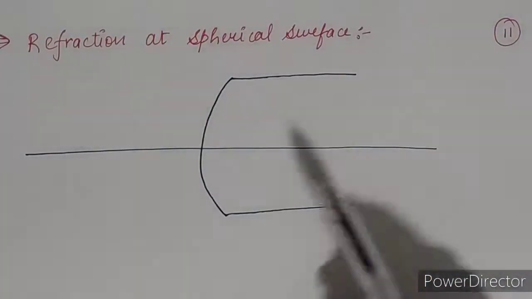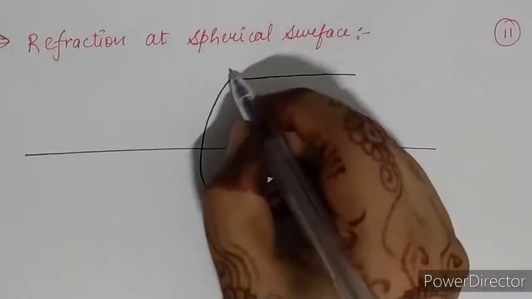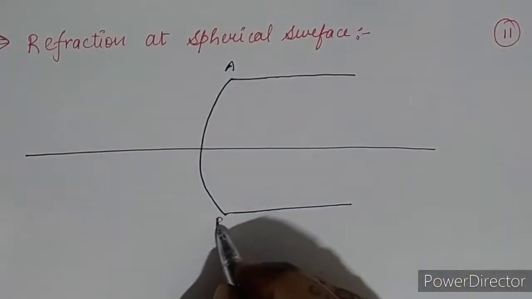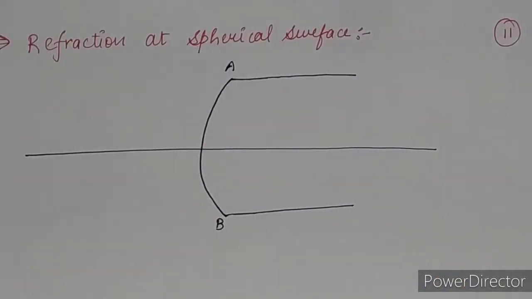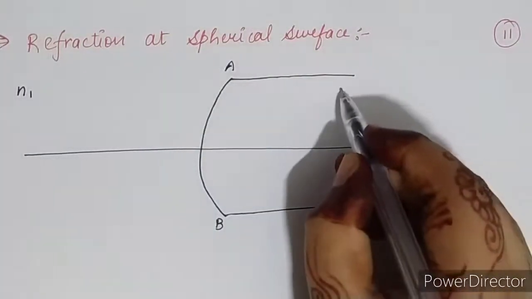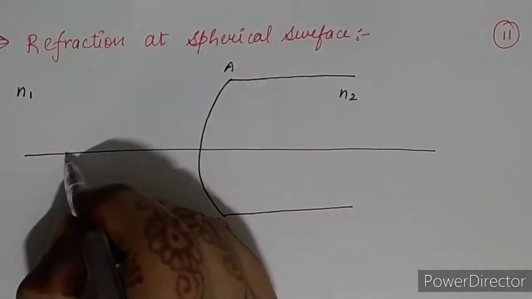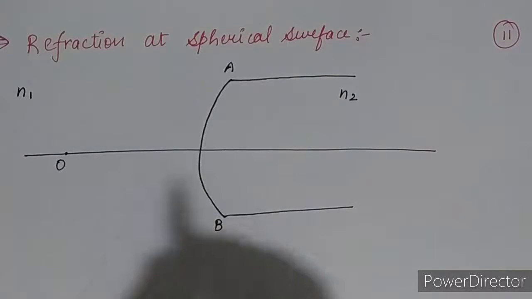We have considered this as the spherical surface with aperture AB, and its radius of curvature is R. It separates two media, with refractive index N1 and refractive index N2. Now there is an object we have placed on the principal axis, at point O.